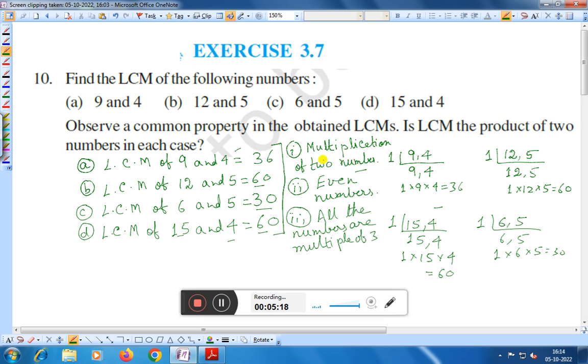First, the LCM of all the numbers is the multiplication of the two numbers. Number 2, they are even numbers, and number 3, all the numbers are multiples of 3. Is LCM the product of two numbers in each case? The answer is yes. Therefore, LCM is the product of two numbers in each case.